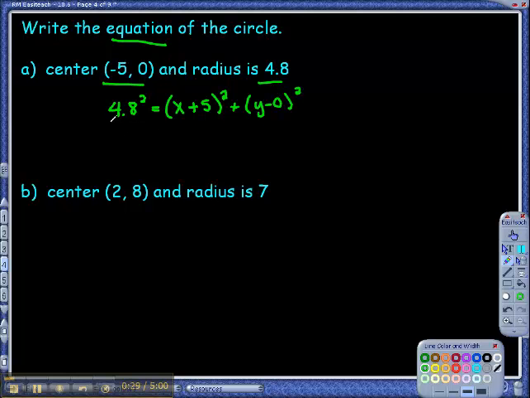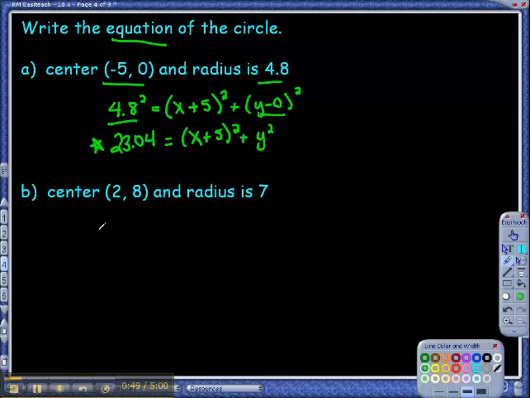We want to go ahead and simplify these. So 4.8 squared is going to give us 23.04, which is equal to our x plus 5 quantity squared, and y minus 0 we can go ahead and just call that y squared. So there's our equation of our circle.